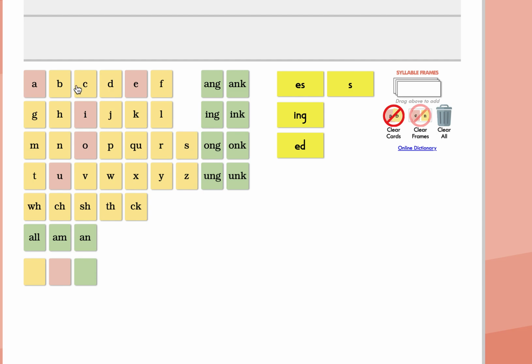And let's try one more word with the OR spelling pattern. Can you use that R-controlled vowel to spell the word corn, as in the vegetable, that yellow vegetable that you eat? Corn. And if you said C-O-R-N, you are correct. Corn. Very nice work with these R-controlled vowels.